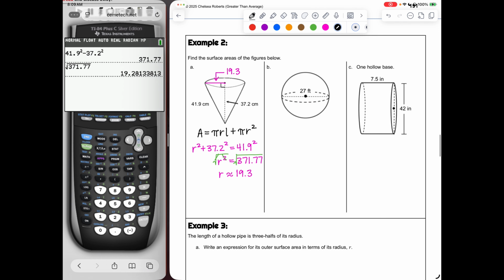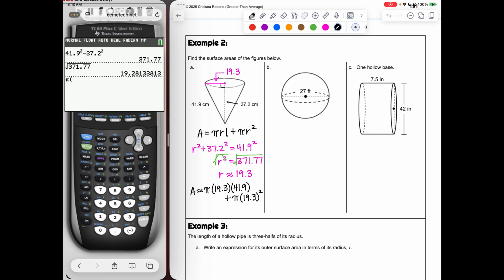So if we go back to our formula, we know that the surface area is going to be equal to pi times the radius, which is 19.3, times the slant height, which is 41.9, plus pi times r squared, which is 19.3 squared. And once again, because we are using the 19.3, the rounded version and not the full version, we're going to use the approximate symbol. And see, once I do that, I just literally put it into my calculator.